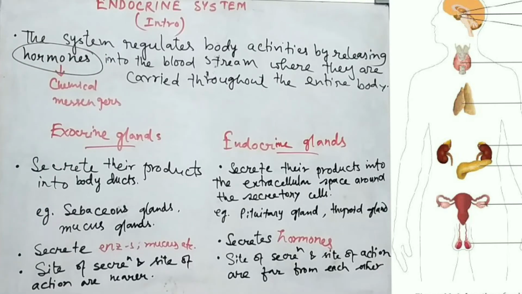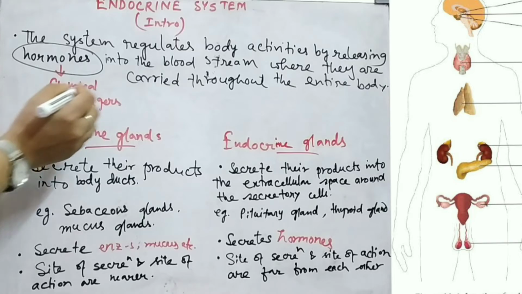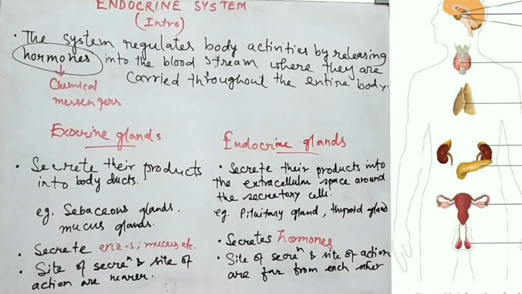Now what is a hormone? Hormones are basically chemical messengers and they are released in the bloodstream where they are carried throughout the entire body. The site where the hormone is produced is very far from the site where it does its action. The hormonal responses may be almost instantaneous, that is sudden, or may occur days later. There is also a wide variety of hormonal effects.